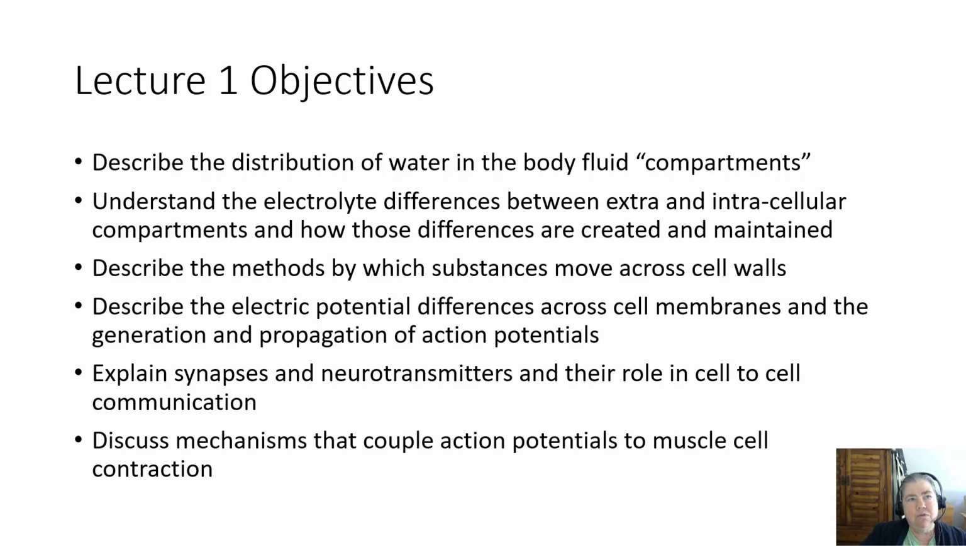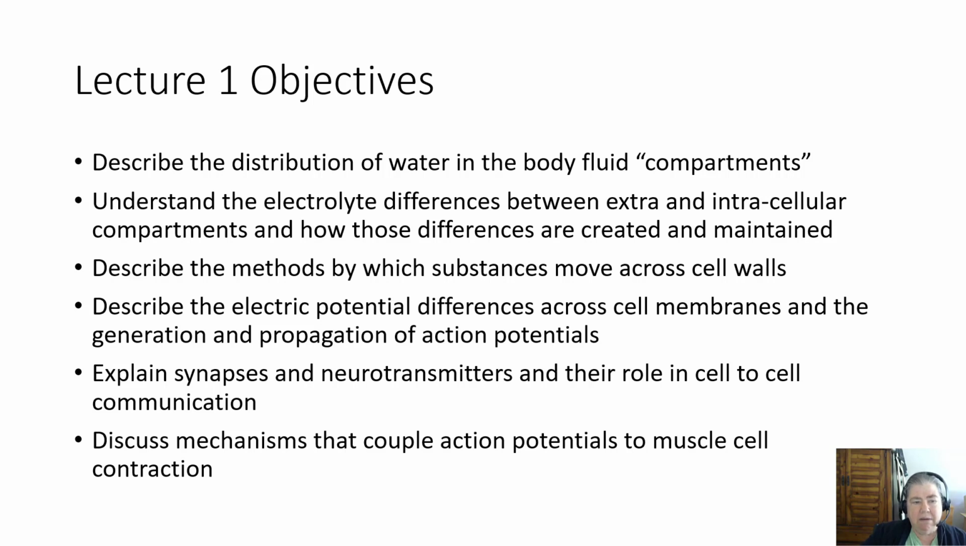The distribution of different electrical charges establishes something called an electric potential difference across cell membranes from the inside to the outside of the cell. And that allows the generation and propagation of electrical signals that we call action potentials that are crucial in the function of nerves and the entire nervous system and muscles as well.